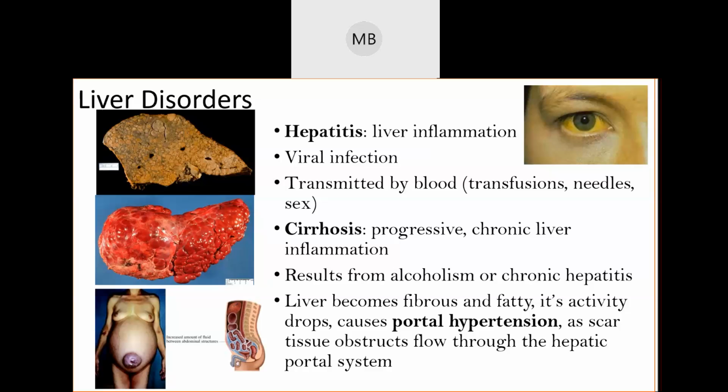It can also be caused by chronic hepatitis flare-ups. And when you see this kind of thing, the liver is going to become fibrous and fatty, which means it's not going to be as efficient and its activity is going to start dropping. If your liver starts becoming fatty and having less activity because of scar tissue, that may obstruct flow through the hepatic portal systems and whatnot, and you may end up with a distended liver like this individual here because they end up with a lot of fluid distended and pushing against their liver.